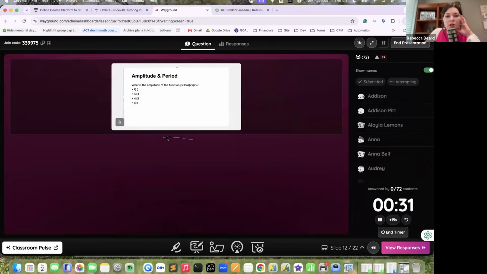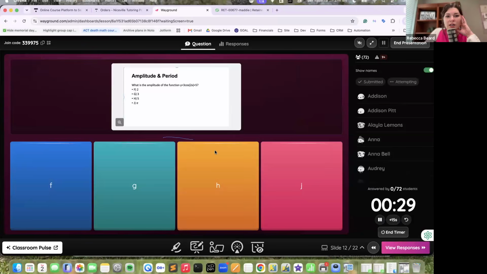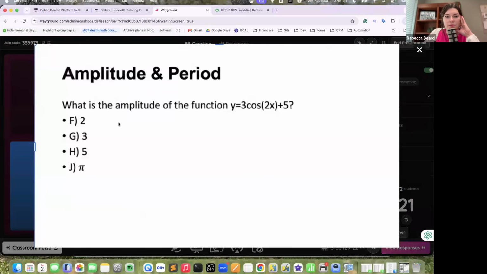Okay, so let's find the amplitude of a function. Hopefully, you find this as a freebie, but if not, I will show you how it is at the end.